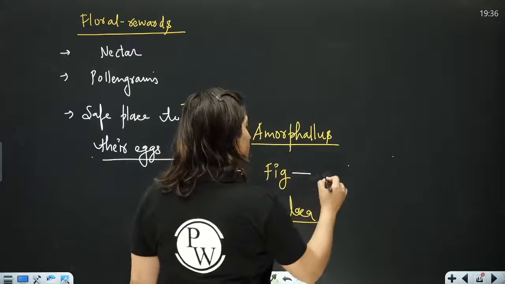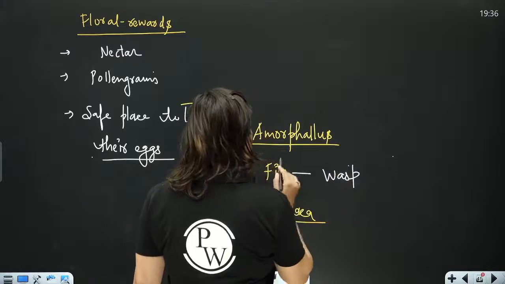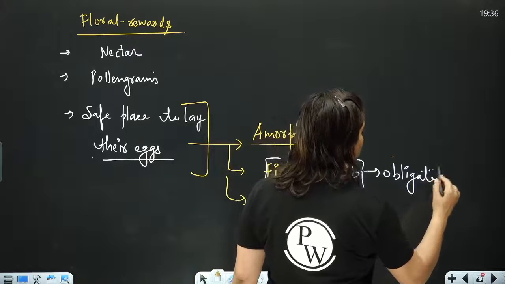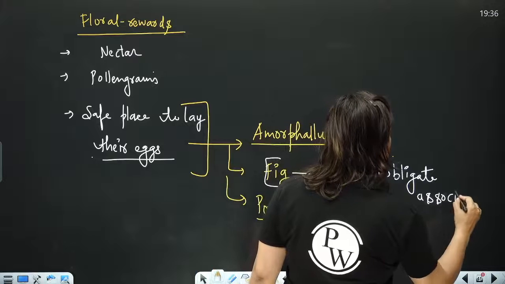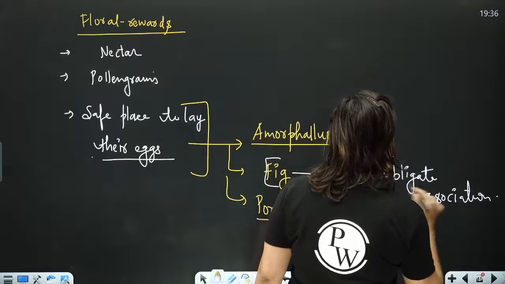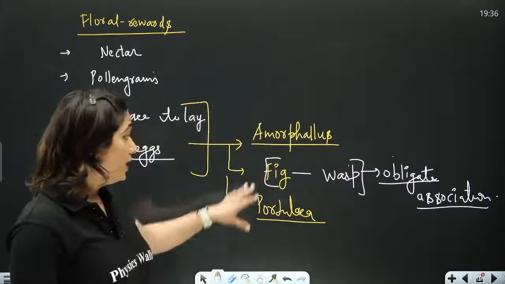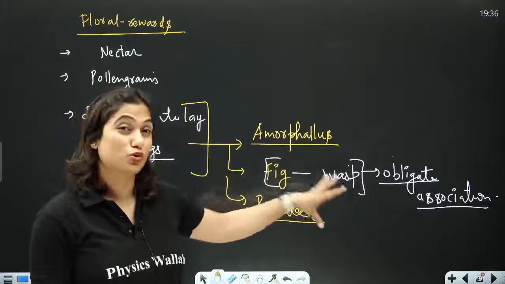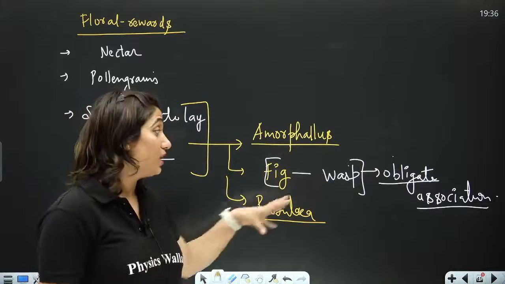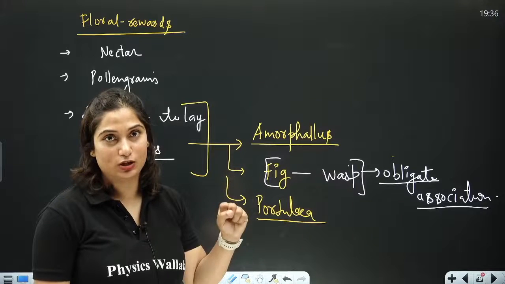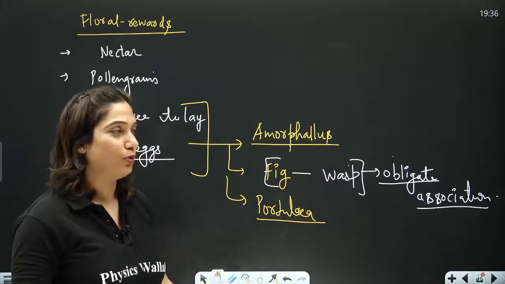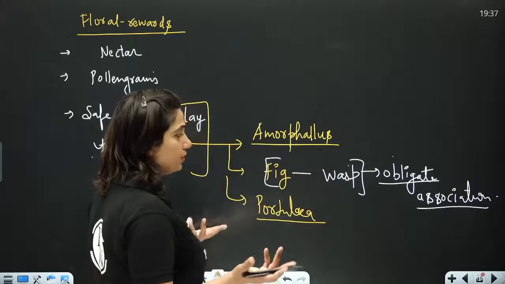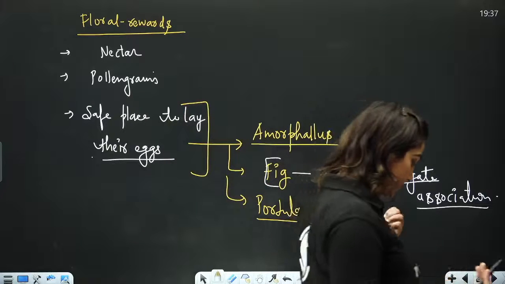There is an association between fig and wasp. This is the obligate association. That means they cannot live without each other. Fig is the Ficus, the plant, and wasp is the insect. They are so closely associated with each other that they cannot live without each other. This question is also given in the CBSE sample paper of term 2. So these are the plants which show obligate association.